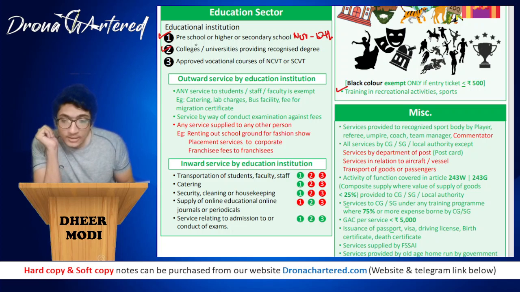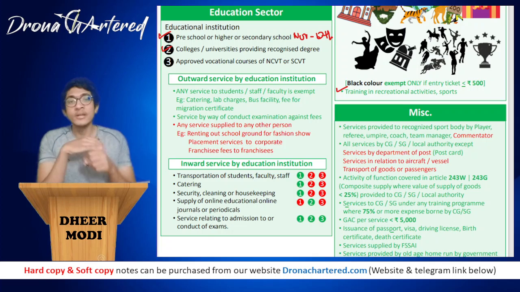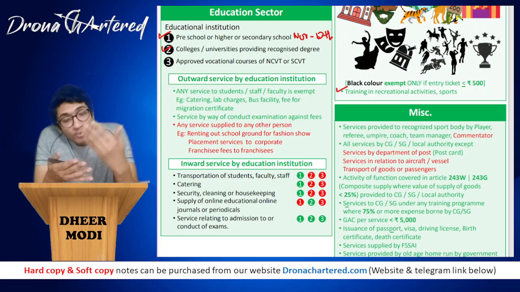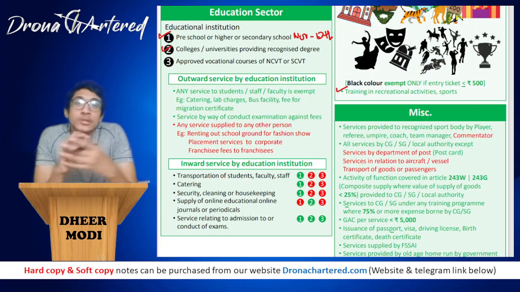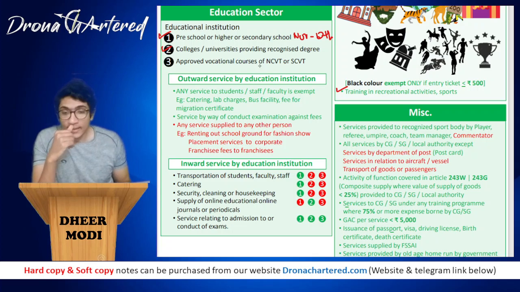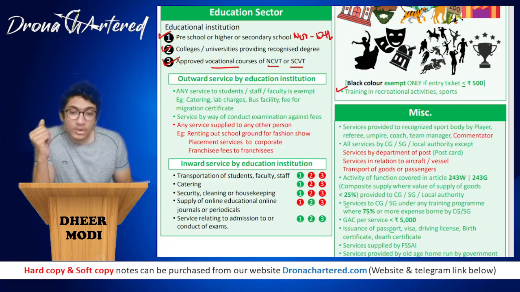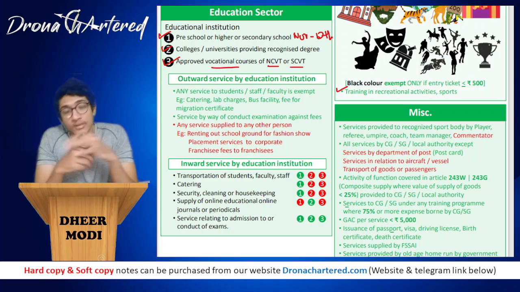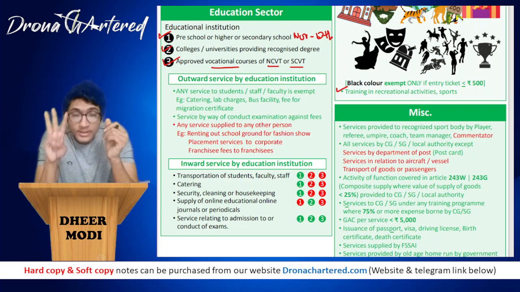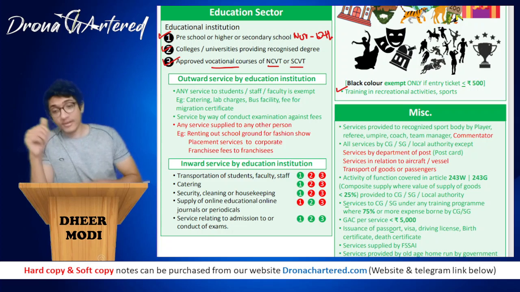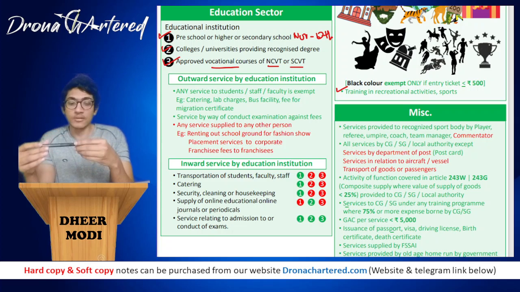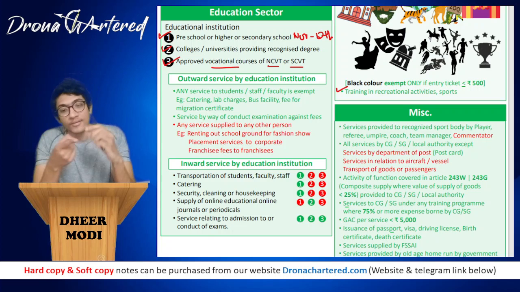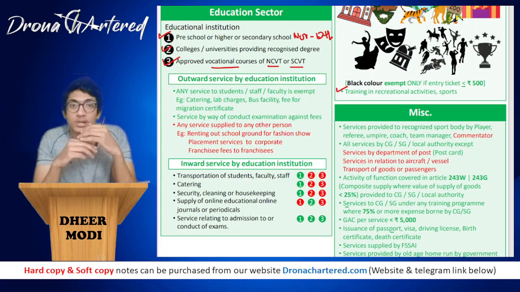Second is your colleges or universities providing recognized degree. So for example, you must have done BCom, you must have done BAF. So from whichever college you have done this, these colleges come under number two. And third is any approved vocational courses of NCVT or SCVT. These are your other separate vocational courses. These come under your three. So basically, when we say education sector, we mean three categories. First is your school up to 12th standard, second is your college, and third is your approved vocational courses.